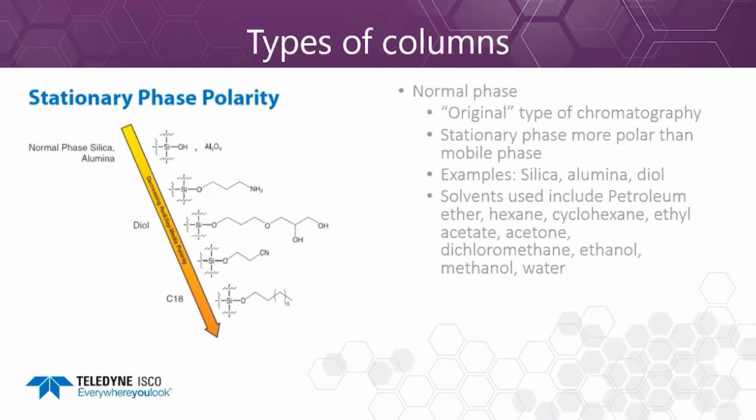So if I used calcium carbonate to purify plant extracts, this is normal phase. We use silica gel for the most part now. Normal phase is the original type of chromatography. The stationary phase is more polar than the mobile phase. Examples that we use now are silica, alumina, sometimes a diol bonded phase. Solvents used include petroleum ether, hexane, cyclohexane, ethyl acetate, acetone, and so forth. I listed these solvents as increasing polarity and therefore increasing solvent strength.